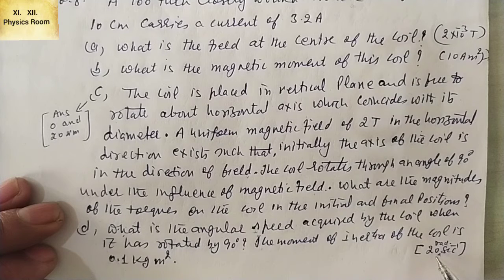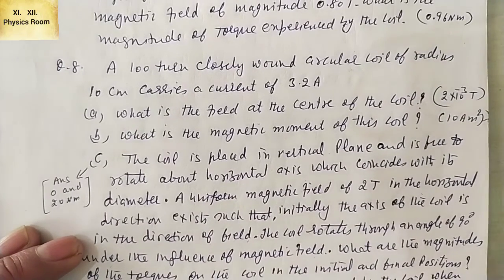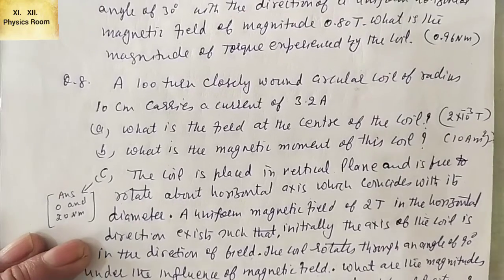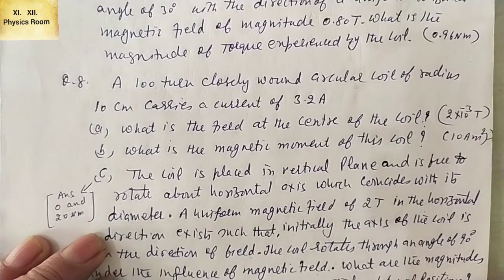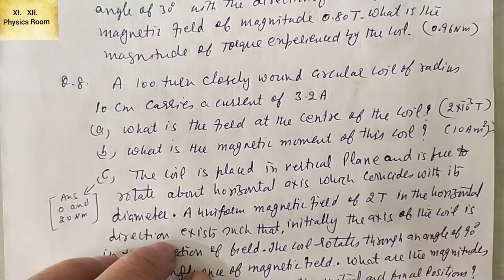So this will be the answer: 20 radians per second. So you have to solve these problems keeping in view the knowledge that you have gained.